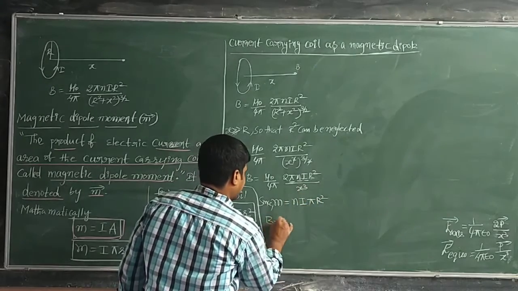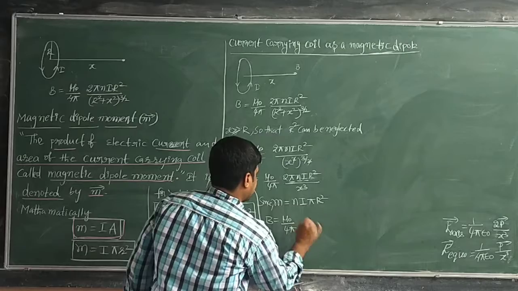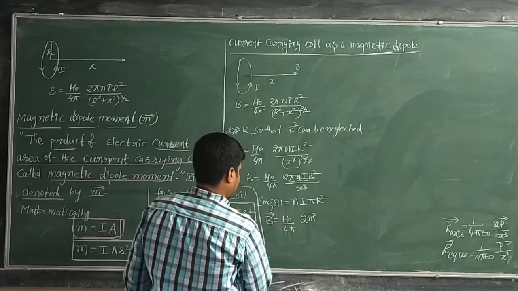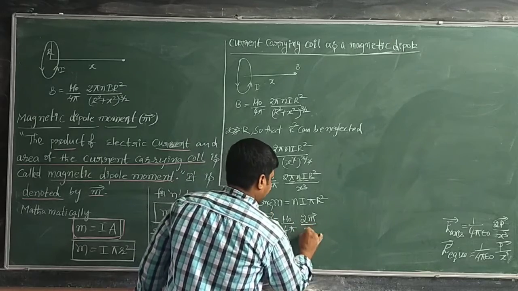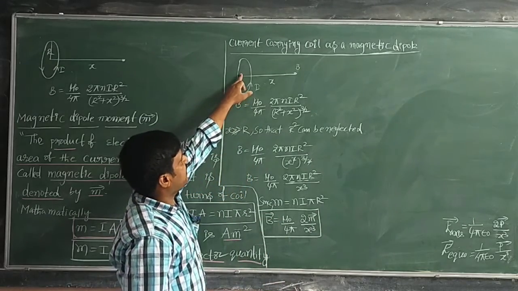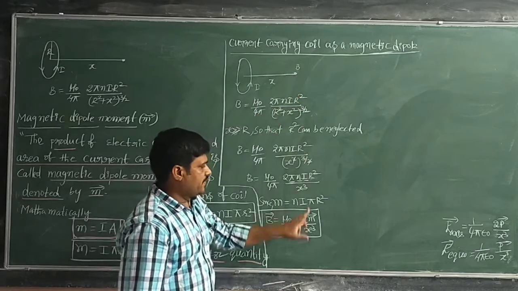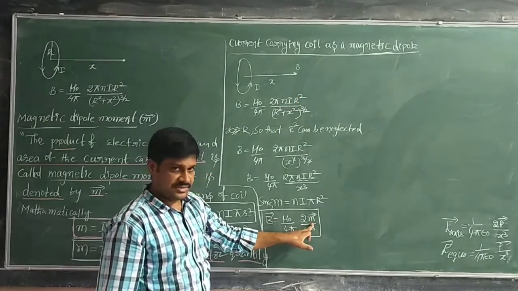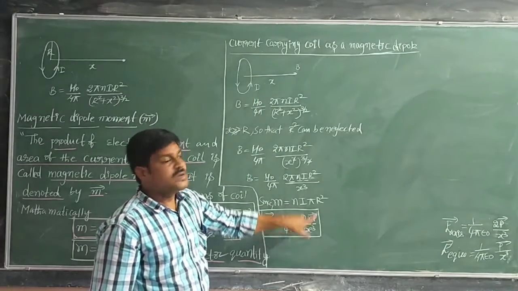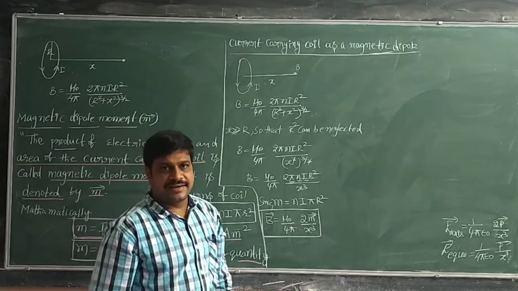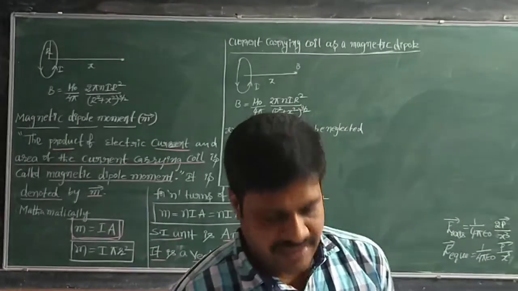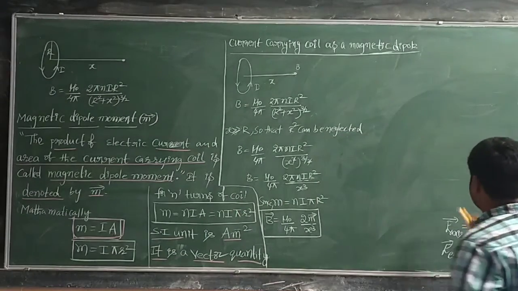B equals what we have? Mu naught by 4 pi into 2 m divided by x cube, where m is the magnetic dipole moment. That means the magnetic field due to this current carrying coil on its axial line we have written in terms of the dipole moment. So this acts as a magnetic dipole. The current carrying coil behaves like a magnetic dipole.